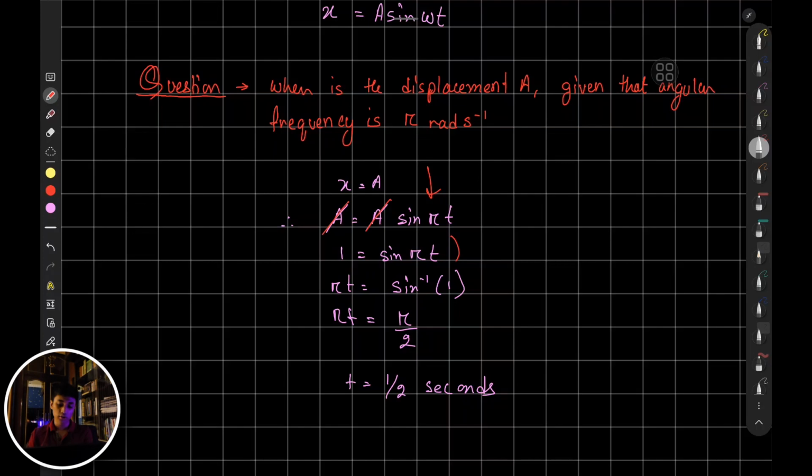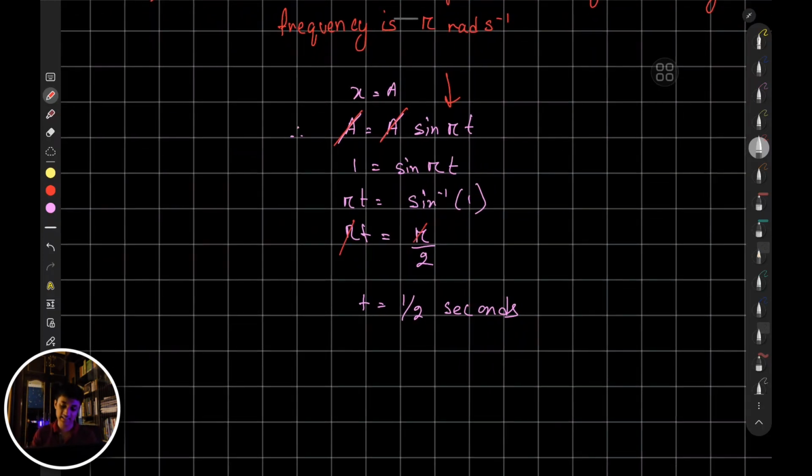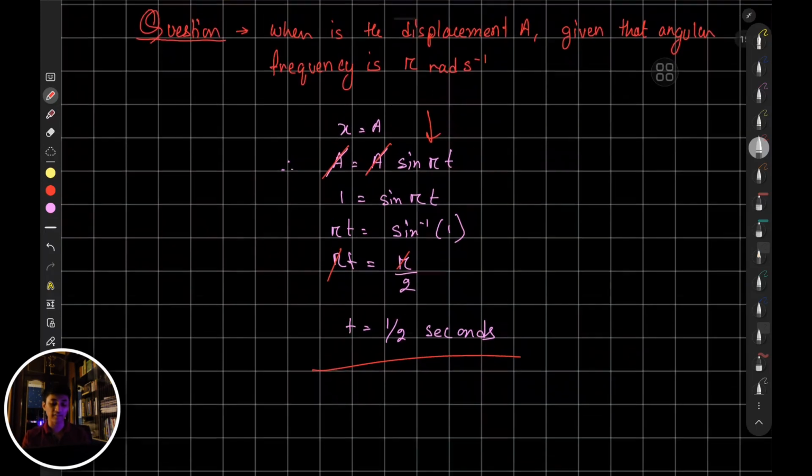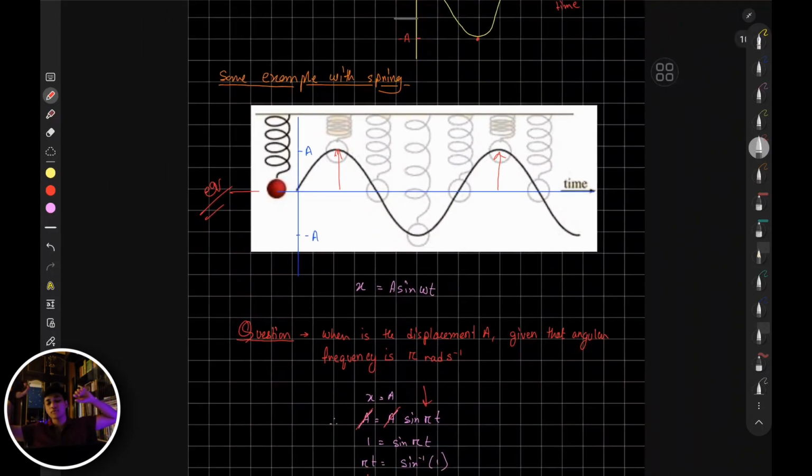What do you do? You take the inverse of sine, put it on either side, and you get pi t is equal to sine inverse of 1. Sine inverse of 1, you should already know, is pi by 2. Or you plug it into a calculator and get pi by 2. From this, the pi gets cancelled out. You're left with time is equal to half seconds. So you know when the time is 1 by 2 or half or 0.5, the displacement is going to be equal to the amplitude, or it's going to have maximum displacement. Great. So that's how you use the equation to solve questions from simple harmonic motion.